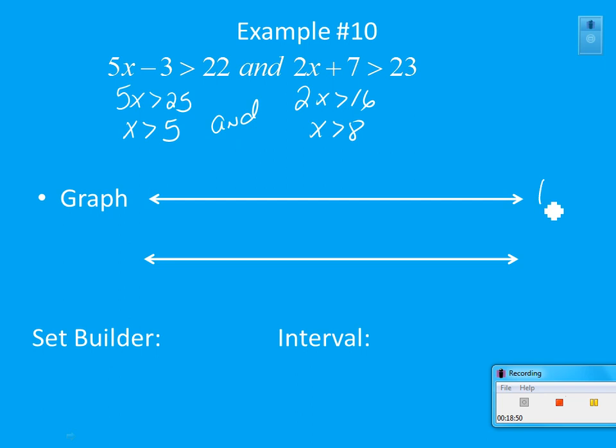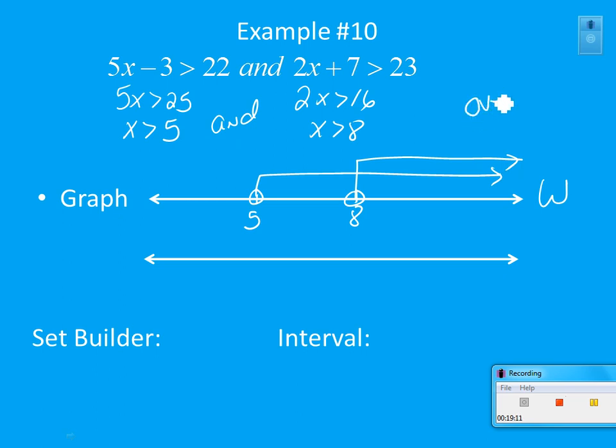So here goes my working graph first. 8 is on the right. 5 is on the left. X is greater than 5, so I got an open dot and to the right. I got an open dot and to the right. Hey, notice that the arrows are going the same way. So once again, in your head, I need you to think overlap. Where do these two graphs start overlapping? Well, they start overlapping right here at 8.